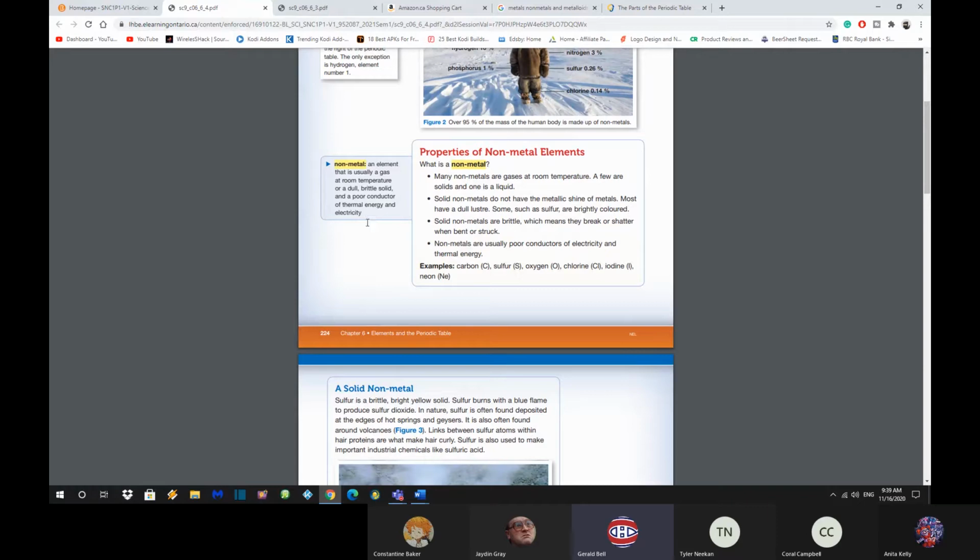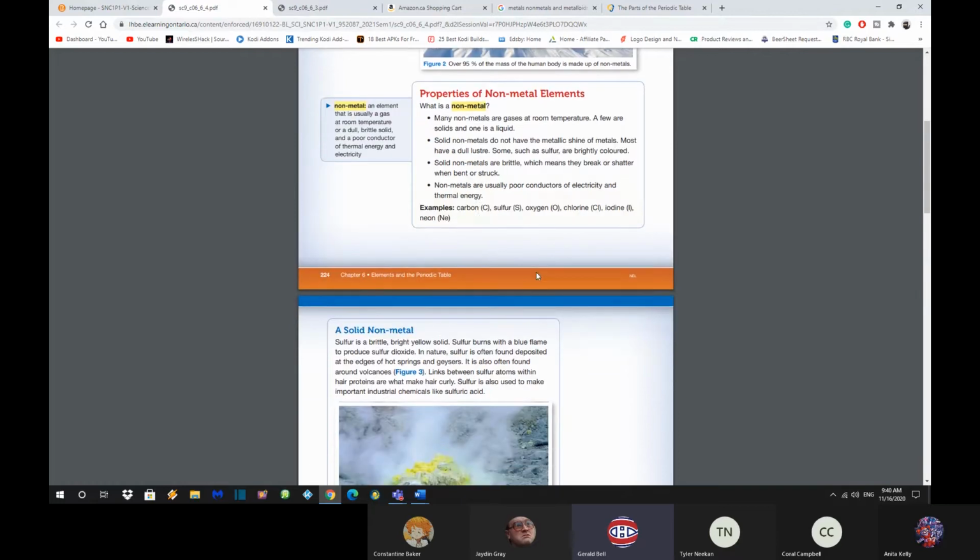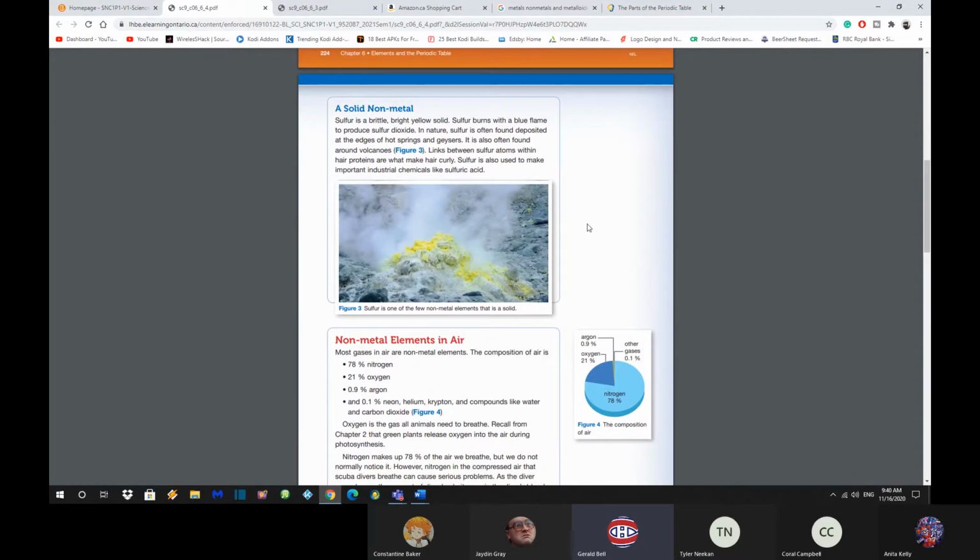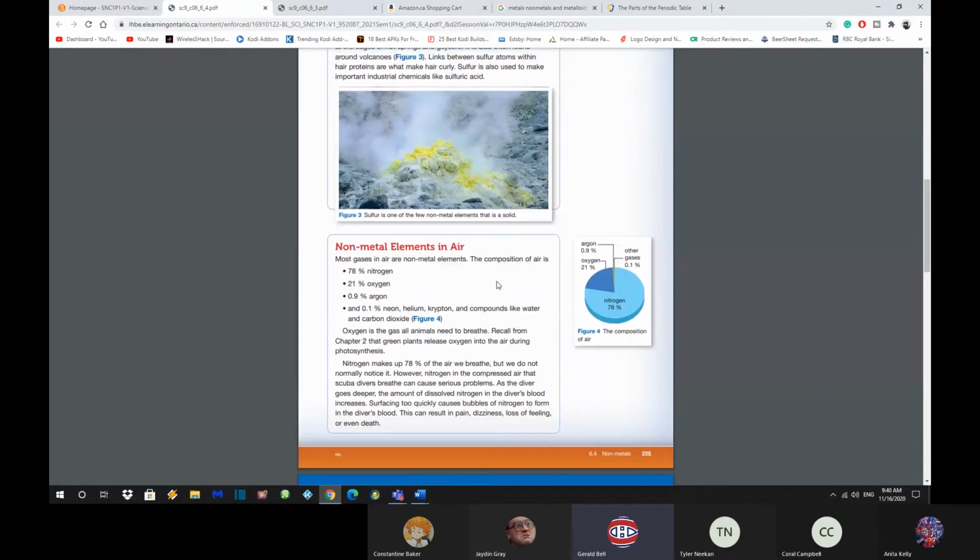Some examples are carbon, sulfur, oxygen, chlorine, iodine, and neon. So we'll get pretty used to using these ones coming up. A solid non-metal: sulfur is a brittle, bright yellow solid. Sulfur burns with a blue flame to produce sulfur dioxide. In nature, sulfur is often found deposited at the edge of hot springs and geysers. It is also found around volcanoes. Links between sulfur atoms within hair proteins are what make hair curly. Sulfur is often used to make important industrial chemicals like sulfuric acid.